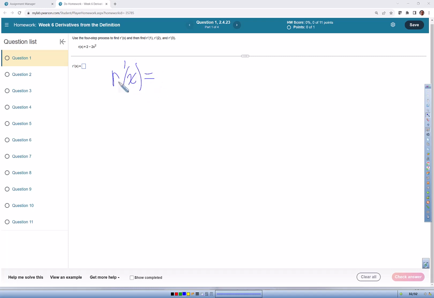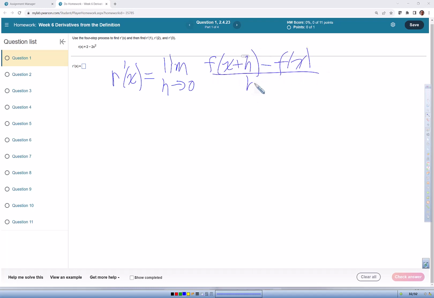The definition of the derivative is r prime of x equals the limit, and the book uses h, so I'm going to use h, as h approaches 0 of f at x plus h minus f of x all over h. Now we can't go right to h as it goes to 0 because we'd be dividing by 0, so we're going to substitute in our function. And we need to carry the limit notation along until we actually evaluate the limit.